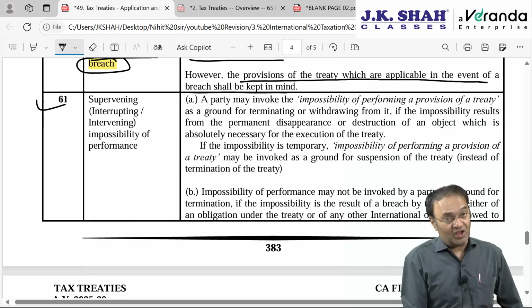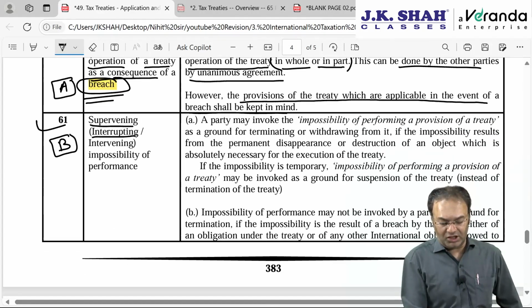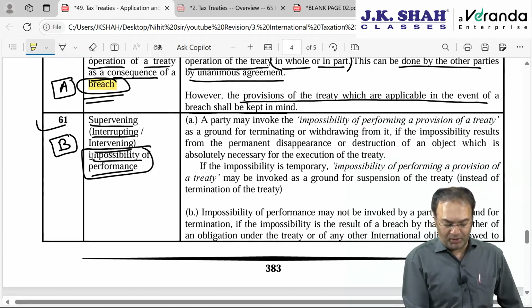Next is another reason. One was breach. A treaty can be terminated for number A, breach. Number B, it can be terminated because of supervening, which means interrupting or intervening, impossibility of performance.